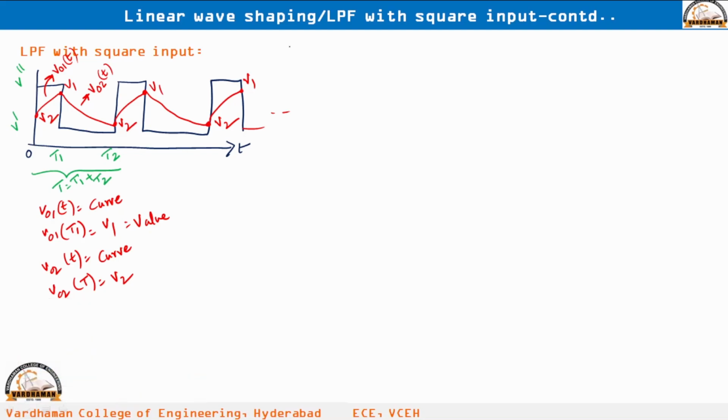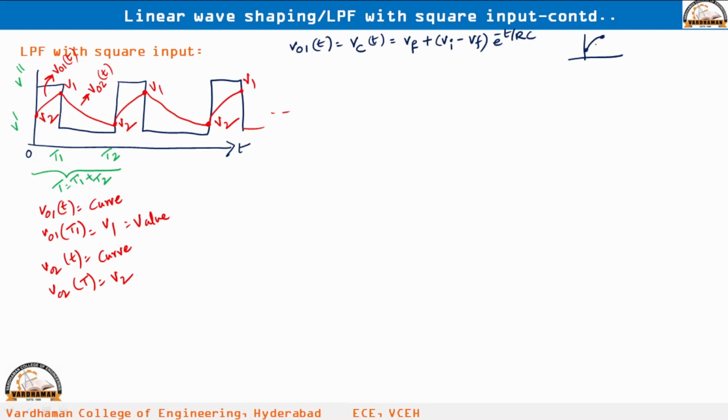See carefully, V01 of t is actually an exponentially increasing signal. Now, capacitor voltage we have to consider, because output in the low pass filter we are taking across the capacitor. So capacitor voltage is given by V final value plus V initial value minus V final value multiplied with e power minus t by RC. Here for simplicity I am taking only that particular curve now.